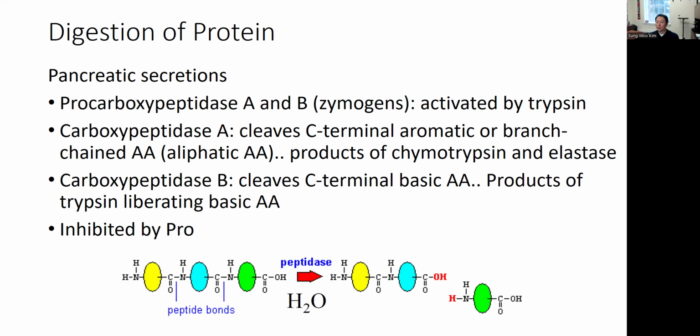Now let's move to exopeptidases. There are two zymogens secreted from the pancreas. Those are procarboxypeptidase A and B. And these zymogens, again, should be activated by trypsin. So trypsin will activate procarboxypeptidase A to carboxypeptidase A.